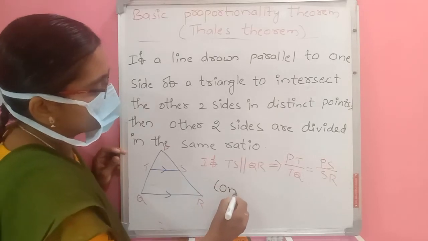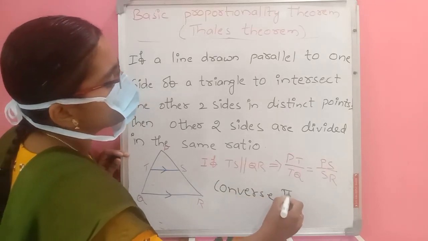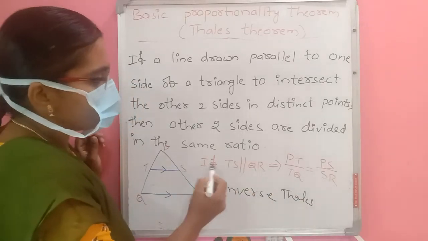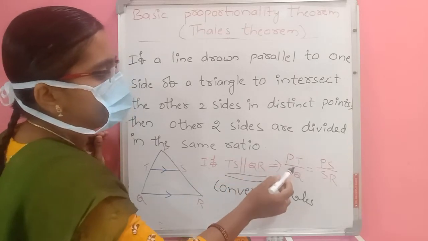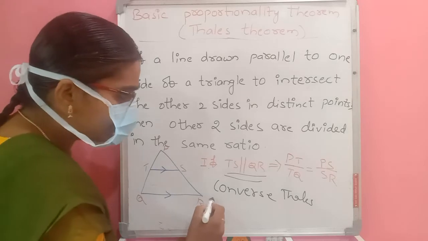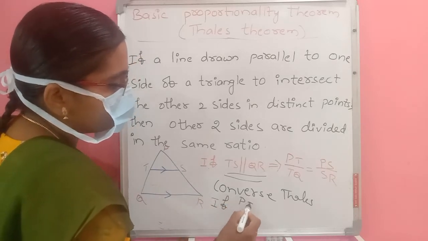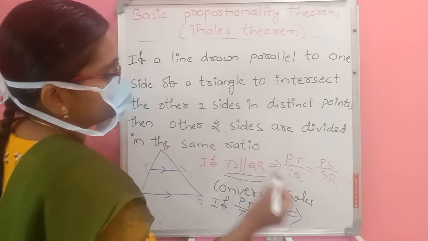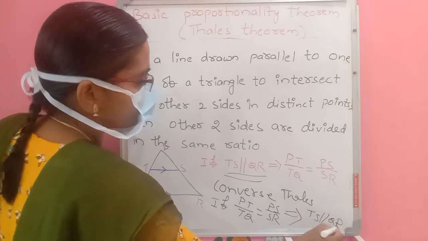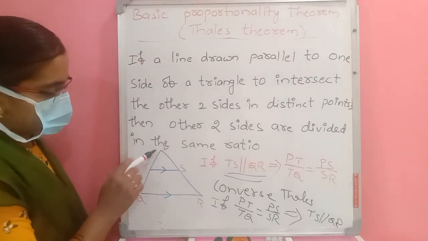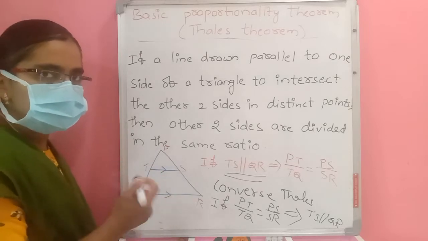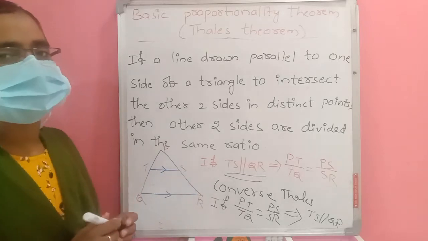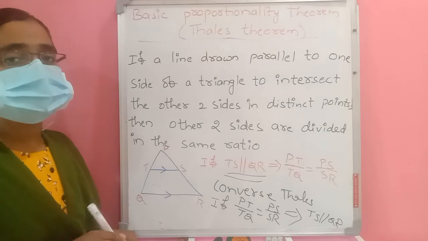Now the converse theorem, converse Thales theorem or converse basic proportionality theorem. Simply, converse means opposite. So when TS is parallel to QR, PT by TQ is equal to PS by SR. The converse is, if PT by TQ is equal to PS by SR, then TS is parallel to QR. Meaning if you find that PT by TQ is equal to PS by SR, then automatically we can say QR is parallel to TS. That is the converse Thales theorem or converse basic proportionality.